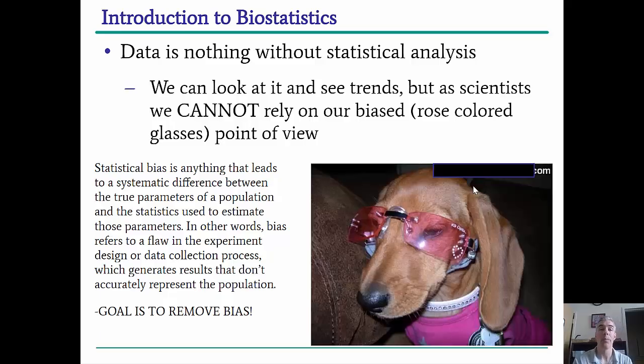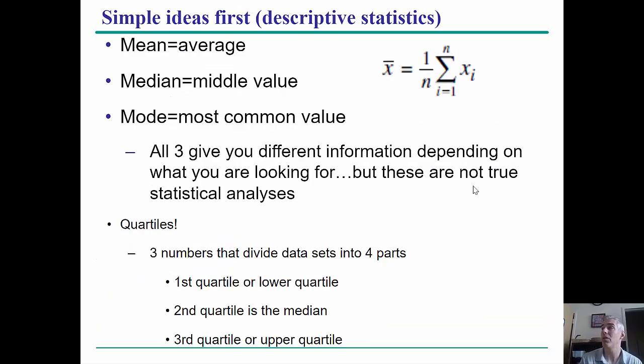So data, in terms of what we look at, what we collect with our senses, is nothing without statistical analysis in biology. We can look at it and see trends, but we cannot rely on our biased opinion most of the time. So remember, statistical bias is anything that leads to a systematic difference between two parameters of a population. This is more of the textbook definition, right? It refers to the flaw in an experiment design or collection process which generates results that don't accurately represent what we're actually testing. That can be purposeful or not purposeful, right? Our goal in science is to remove that bias. So the first thing we're going to talk about are simple descriptive statistics: mean, median, and mode.